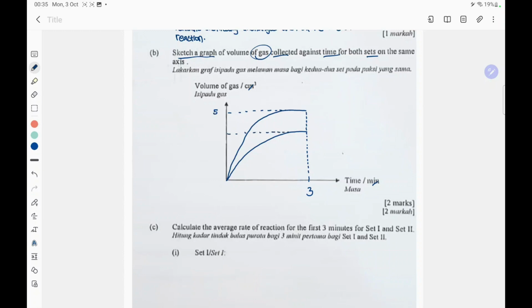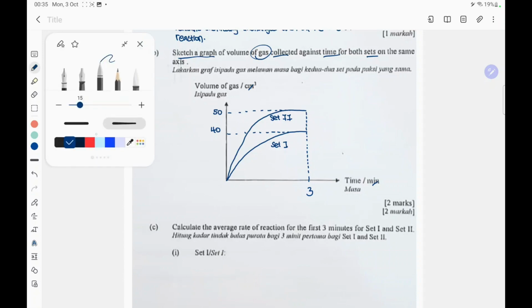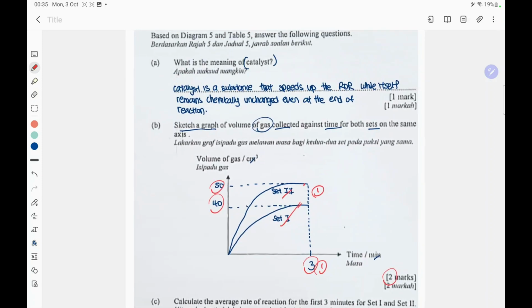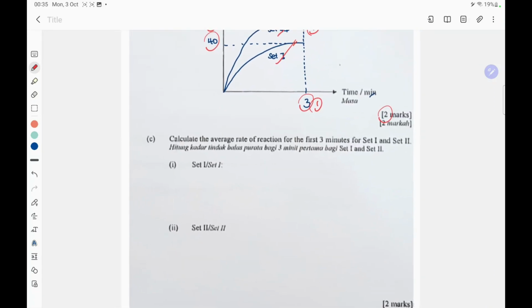Okay, this is 50 and this is 40. 40 is set, the first set, well, this is the second set. So here you get your 2 marks. The first mark is, let me change into the red pen, when the shape of the graph is correct with the label of the graph. The other mark is your 50, 40, and 3, which means you label. So you get 2 marks here. For just now the definition, you get 1 mark.